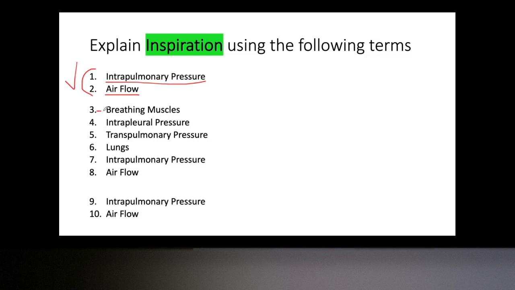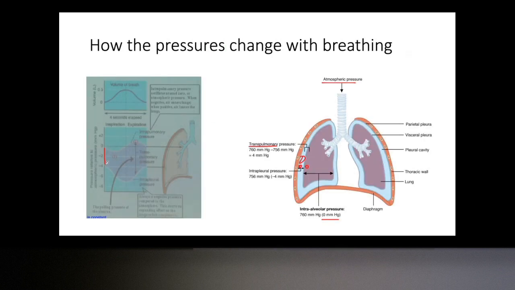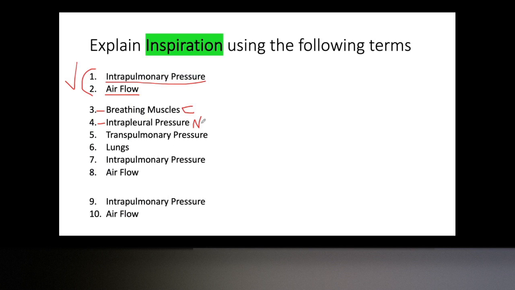Then the breathing muscles, such as the diaphragm and also the scalene muscles, contract and pull the chest walls. It causes the intrapleural pressure to go even more negative. You see here, it's supposed to be -4. It became -5 or -6, it increases even more negative.